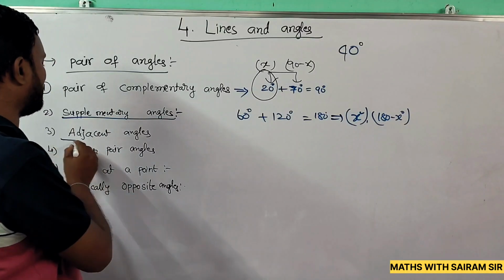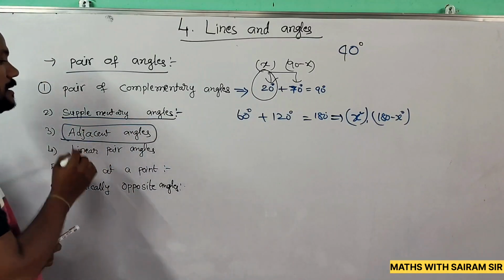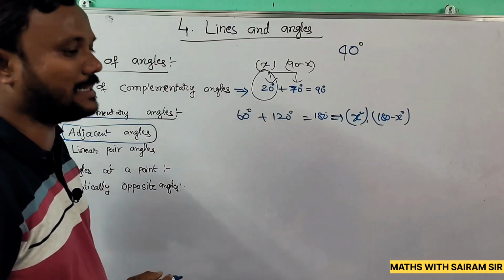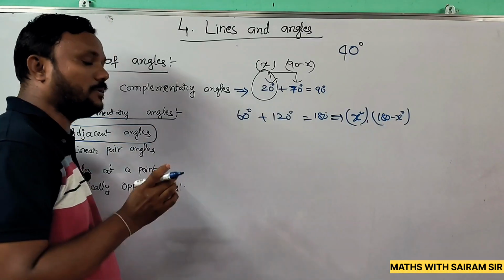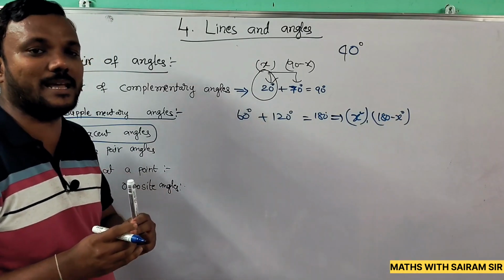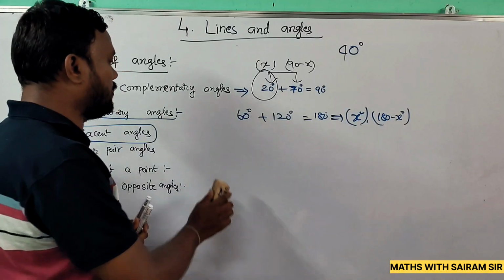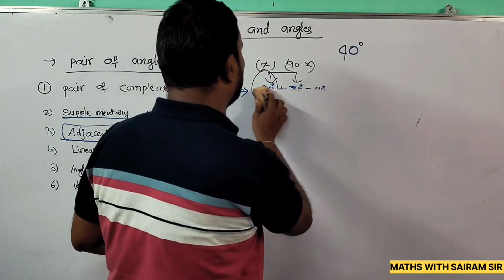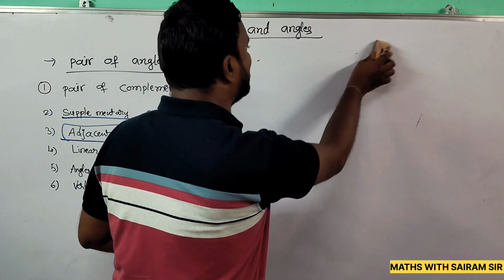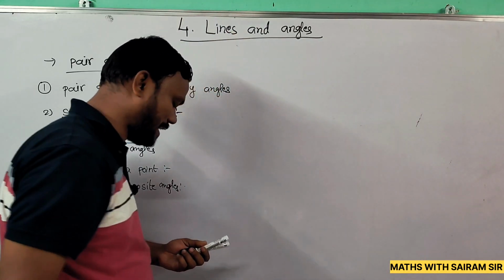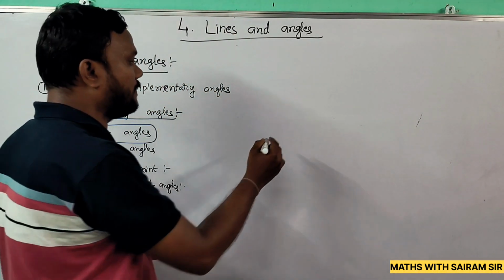Okay, in the same manner, the next concept that we need to discuss is adjacent angles. Adjacent angles means what? If two angles have a common vertex and a common arm and no common interior points, then those two angles are known as adjacent angles. What does it mean? Let me draw a diagram for that.